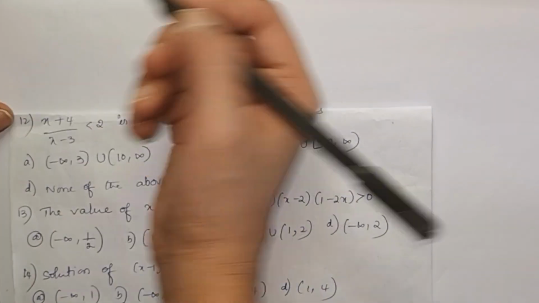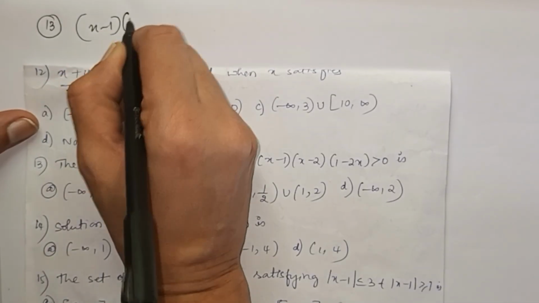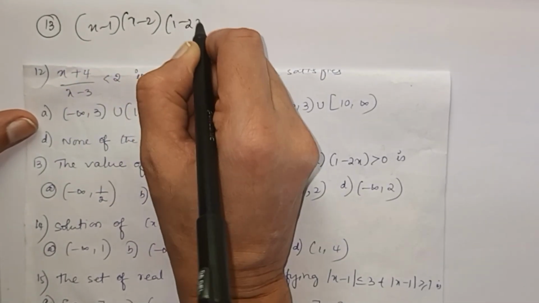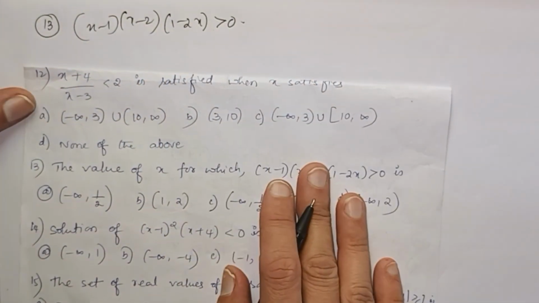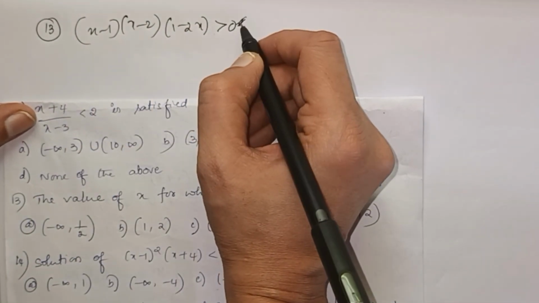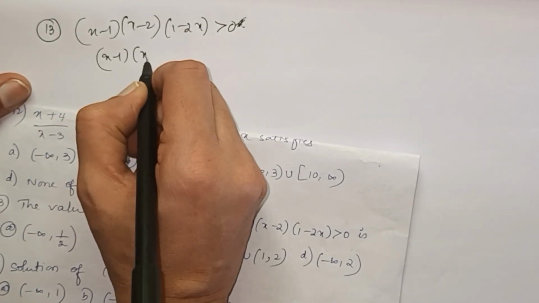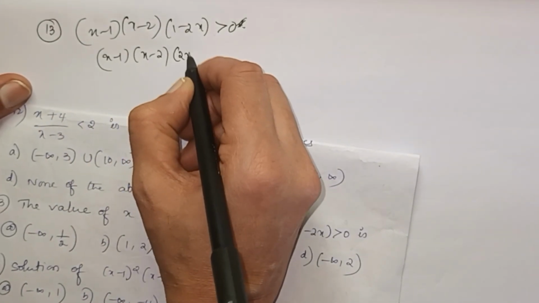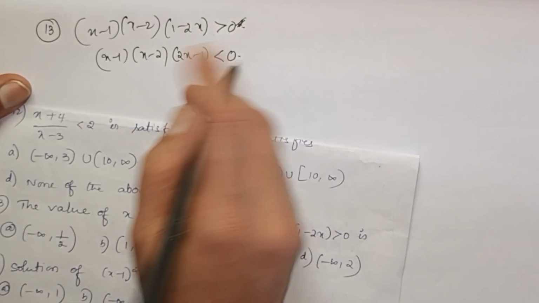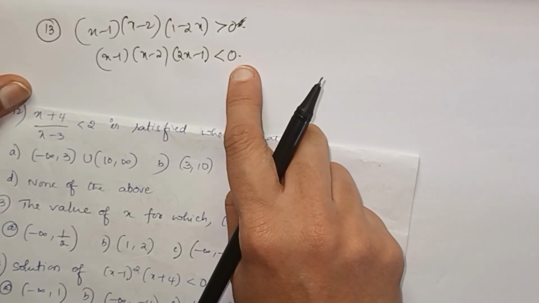See now 13th question. 13th question is the value of x for which (x minus 1)(x minus 2)(1 minus 2x) is greater than 0. So to apply the wavy curve method, greater than 0, on the right hand side you have 0. On your left hand side, x should be first: (x minus 1)(x minus 2)(2x minus 1) less than 0. Because we have taken minus outside, multiplying by minus changes the inequality.